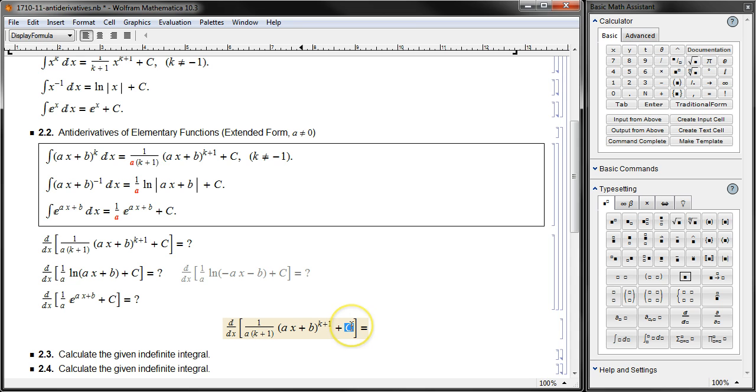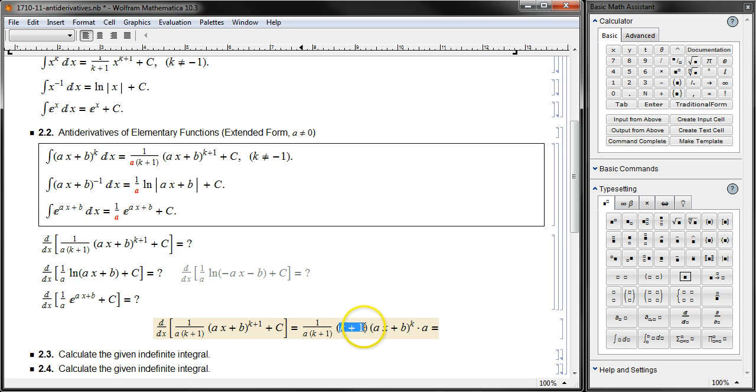Derivative of this plus c, that'll disappear because that's going to be 0 anyway. Alright. This is coefficient, so stay there. And then we have to multiply by power, which is k plus 1. And then we have to subtract 1 from the power. And then by the chain rule you have to multiply the derivative of the inside. What is it? What's the derivative of ax plus b? That's a.